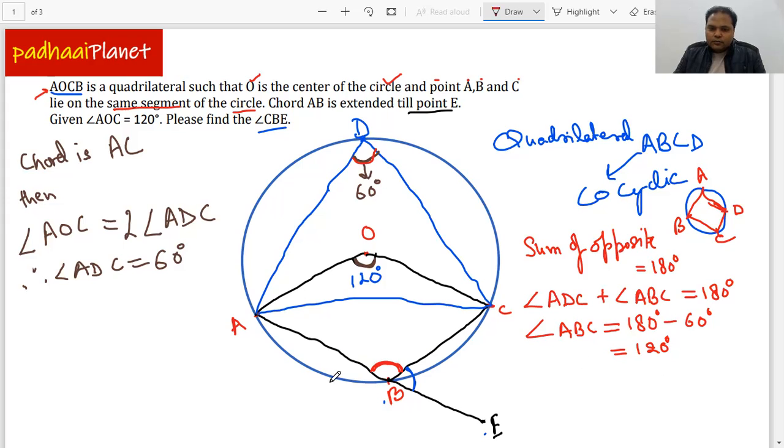Now, if we get this as 120 degrees, then to find this angle is very simple. That will be simply 180 degrees minus 120 degrees, because AB was simply extended to point E, and this is equal to 60 degrees finally. So this is how we have solved this question.